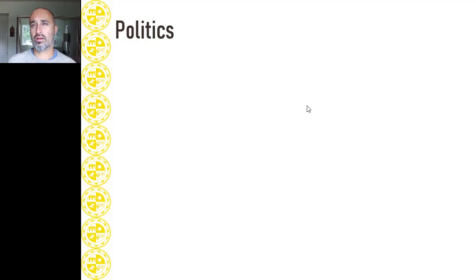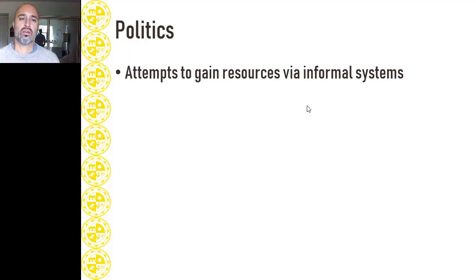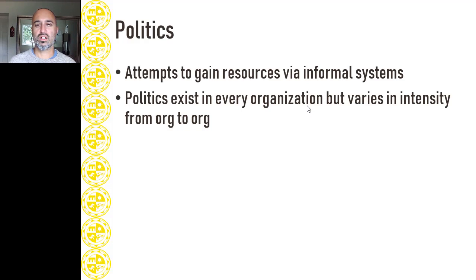Now, one side effect of power, if you will, is organizational politics. Politics is an attempt to gain resources via informal systems rather than formal systems. In other words, you may have certain procedures that are standard within your organization, and politics is when you try to go outside of those normal systems to try to gain resources. And politics exist in every organization, though they do tend to vary in intensity from organization to organization.